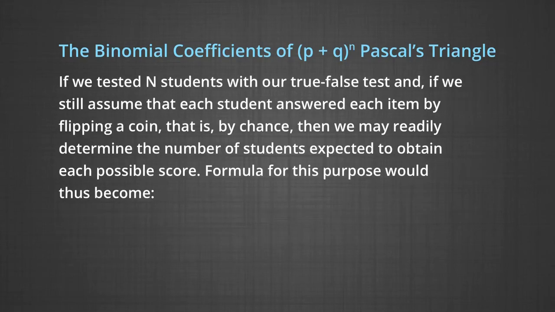If we tested N students with our true-false test, we still assume that each student answered each item by flipping a coin. That is, by chance, we may readily determine the number of students expected to obtain each possible score. The formula for this purpose is given here.